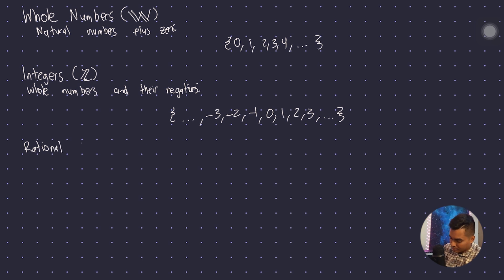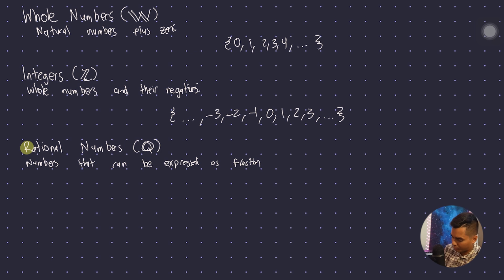Rational numbers are denoted by this squiggly looking Q symbol. Why is it Q? I don't know. Rational numbers are numbers that can be expressed as fractions, or rather ratios, because we have the word ratio.